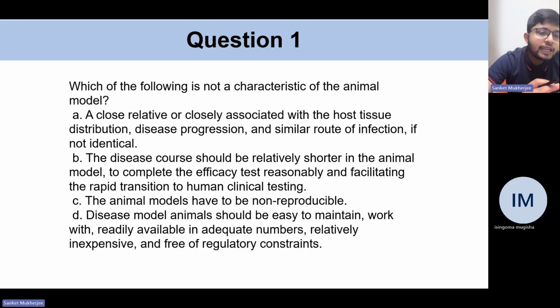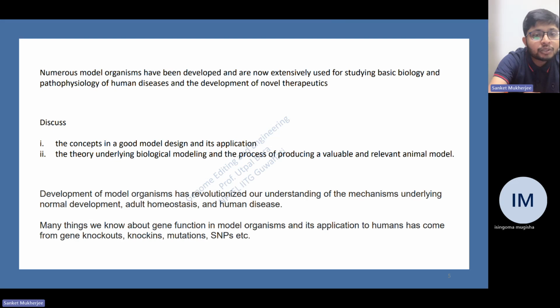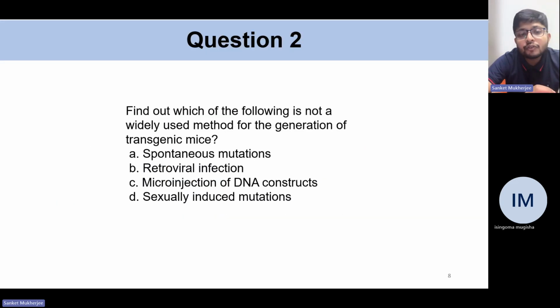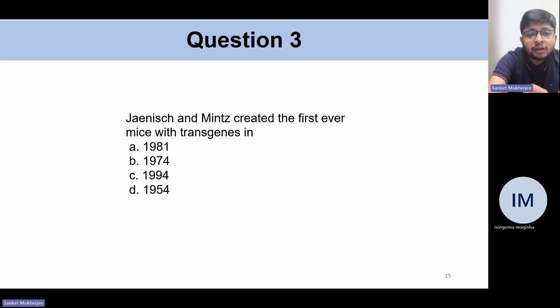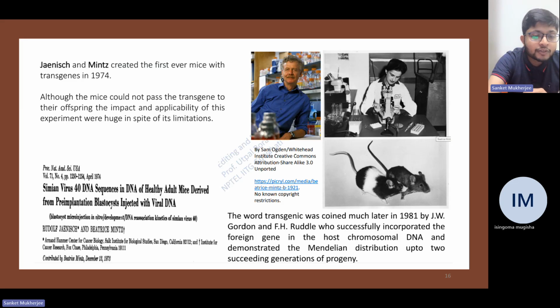So question number 1 was about which of the following is not a characteristic of the animal model, and the answer is that animal models have to be non-reproducible. That is obviously not a characteristic. Question number 2, which of the following is not a widely used method for generation of transgenic mice? Sexually induced mutation is the answer. Question number 3, Jaenisch and Mintz created the first ever mice with transgenes in 1974, but again, these transgenes were not transferred to the offspring.